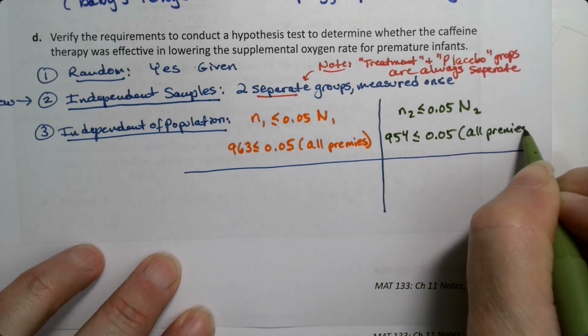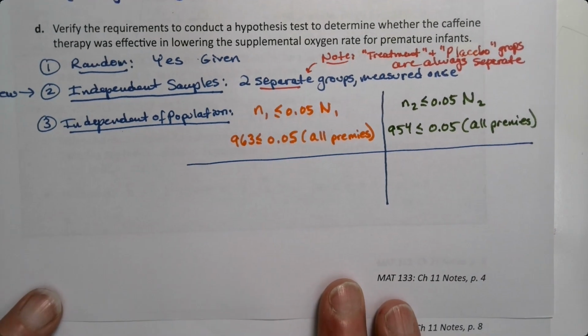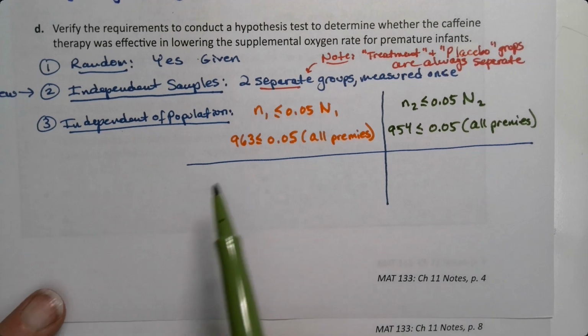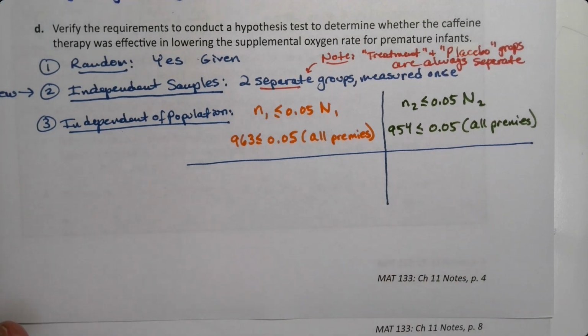Now I know it says capital N1, capital N2. Sometimes those are different numbers, but sometimes they're not. And in this case, they're not because it's really all preemies. That's the pool that you are drawing from for both groups.